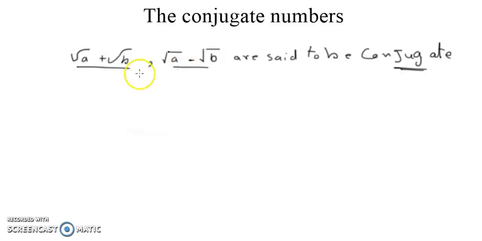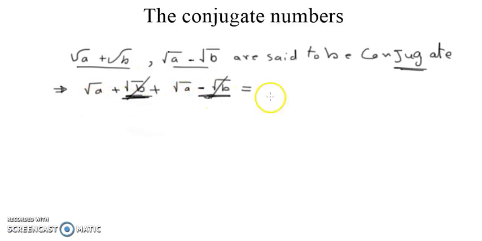Conjugate numbers. So the point here, if I add these two conjugate numbers, let's see what their sum is: square root of a plus square root of b, plus square root of a minus square root of b. We will see that negative square root of b and positive square root of b are two additive inverses, so their sum is 0, and square root of a plus square root of a equals 2 square root of a. This is the sum of the two conjugate numbers.